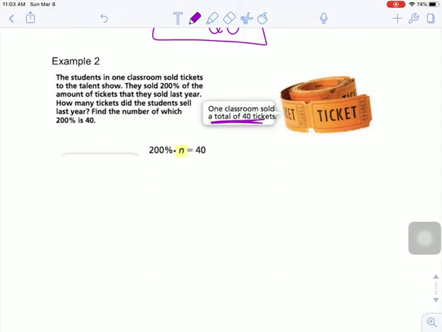So we have 200%. So I want you guys to turn 200% into a decimal. Well, not actually a decimal because it is more than 100%. So it's going to be a whole number. But if you don't know what it is off the top of your head, go ahead and put it in your calculator. 200 divided by 100, which is going to be 2. So we'll have 2 times n equals 40. So I want you guys to go ahead and solve this out. What is our n here? How many tickets did the student sell last year?